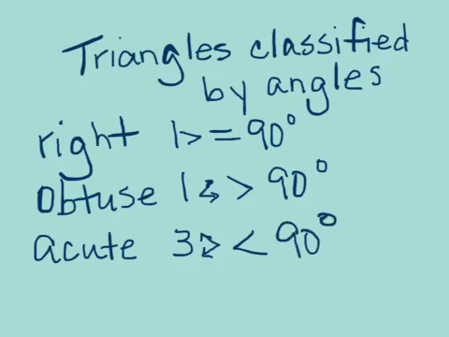So we can classify triangles in two different ways. One, by the number of sides it has, or not the number of sides, I'm sorry, they all have three, right? Triangle, three sides. By the lengths of their sides, and the second by their angles, the measurement of their angles.